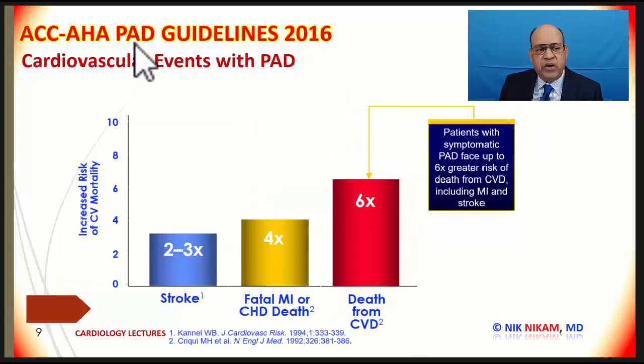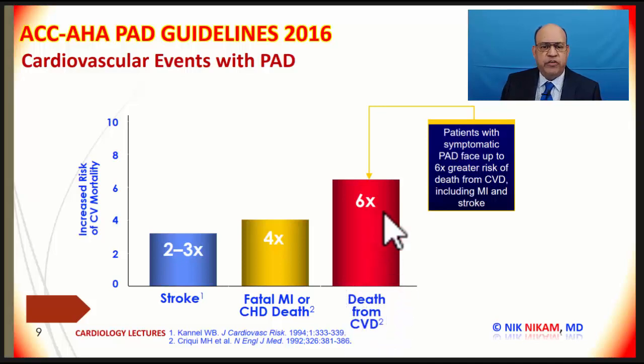Patients with peripheral arterial disease can also manifest with a variety of cardiovascular events. As a matter of fact, patients who have a history of peripheral arterial disease have 6 times greater risk of dying from cardiovascular disease, including myocardial infarction and stroke. The risk of a stroke is increased by 2 to 3 fold in patients with peripheral arterial disease. Similarly, the risk of a fatal myocardial infarction increases by 4 fold.